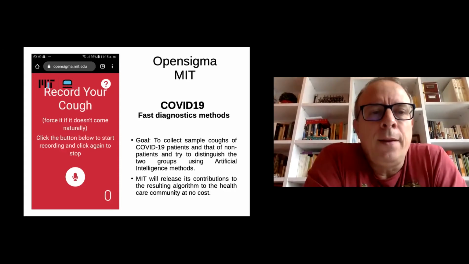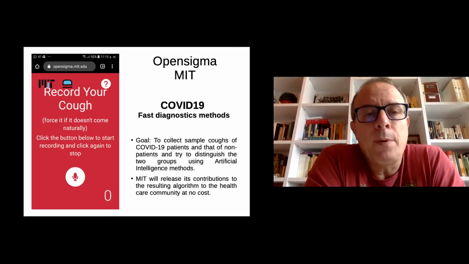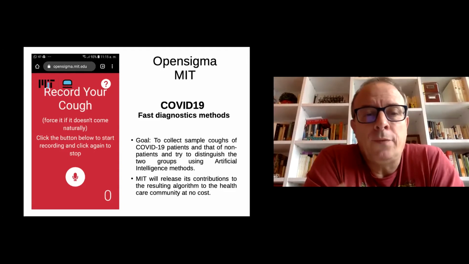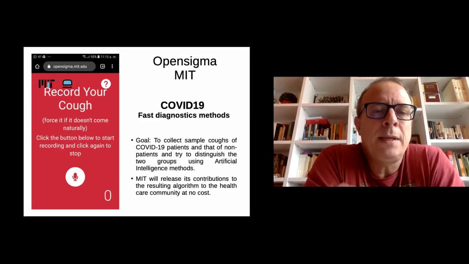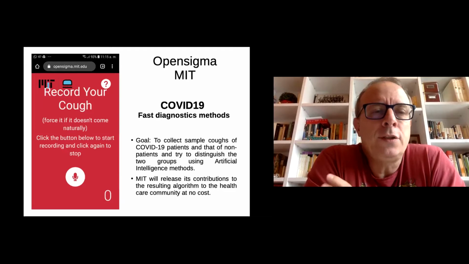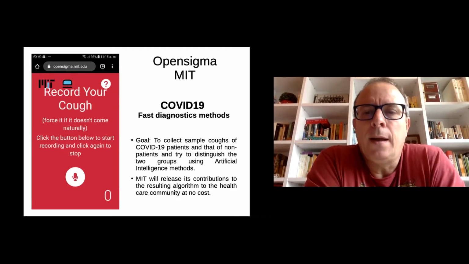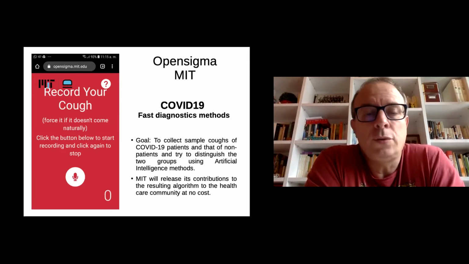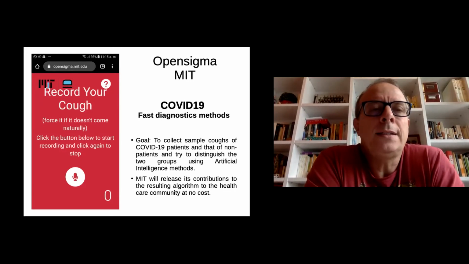They thought that it was maybe possible, just a hypothesis, but because of the previous experience they have, that just by recording the cough of people, they would be able, at least in some cases, to distinguish between those people who are infected by COVID-19 and those who don't have COVID-19. And what is necessary in that case?